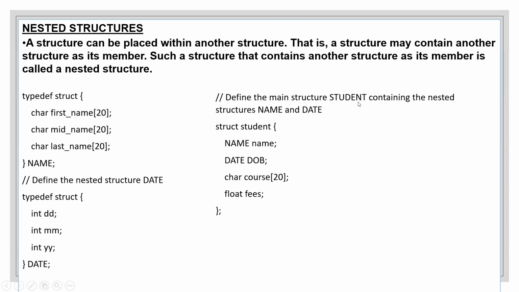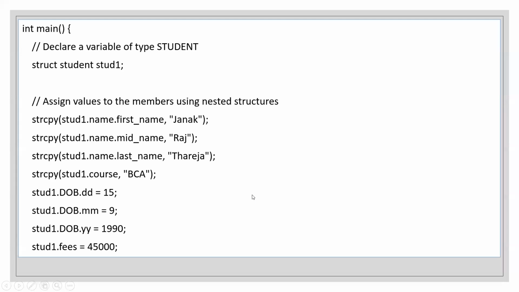Next we define the main structure. The main structure student is defined, which contains the members of the nested structures along with additional members. We can see here we have name and we have date of birth as well. We can also have additional members like course and float fees. Then inside the main function, a variable for a student is declared: struct student stud1. Using that, values are assigned using the nested structure.